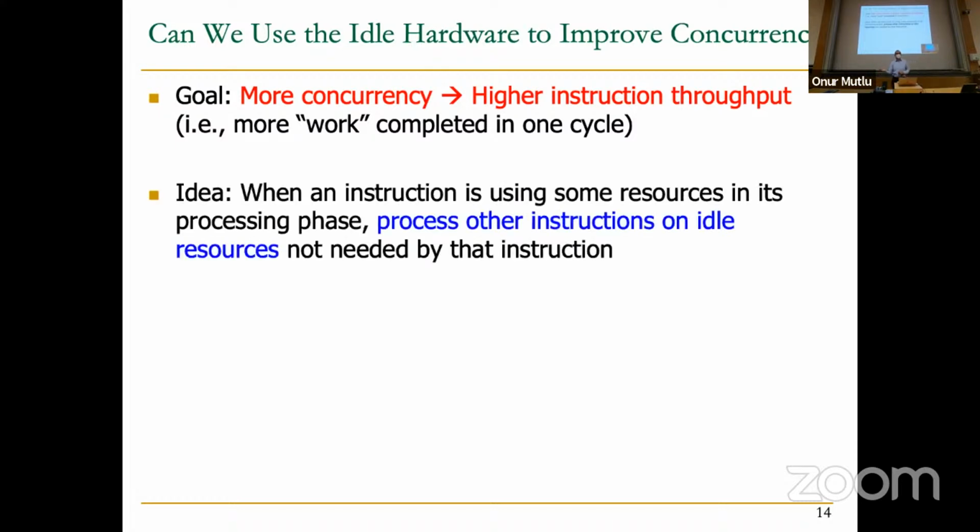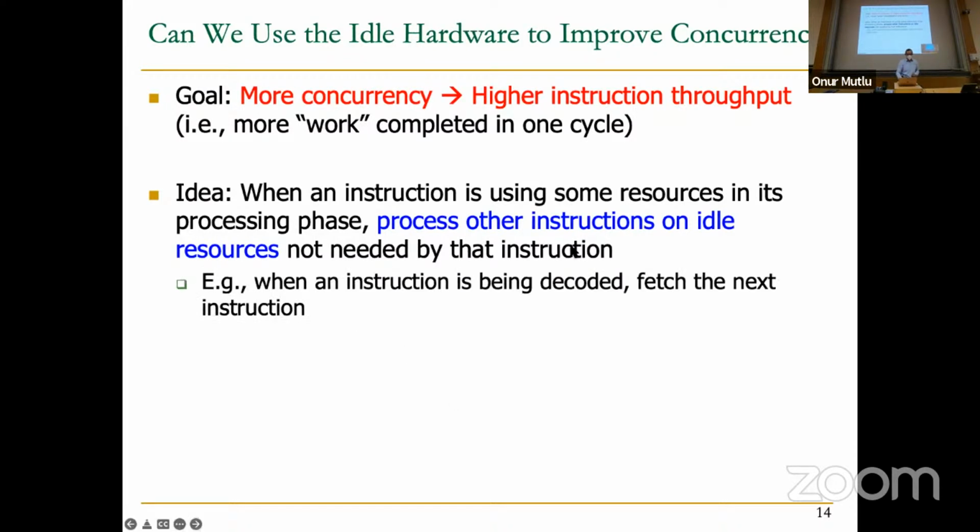Okay, so the key idea is this basically. It's very simple, and that's the key idea of pipelining. When an instruction is using some resources in one of its processing phases, process some other instructions on the idle resources. So we have instruction X at program counter X in the execute stage, for example, process instruction X plus 1, the next sequential instruction, in the decode stage. Right? That's the idea basically. So let's go through this. When an instruction is being decoded, you can fetch the next instruction. Right?